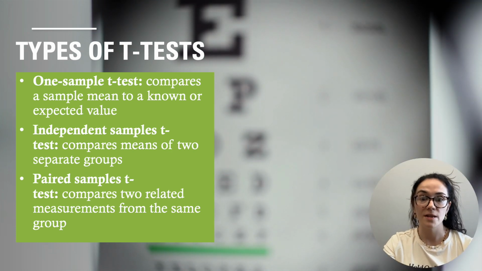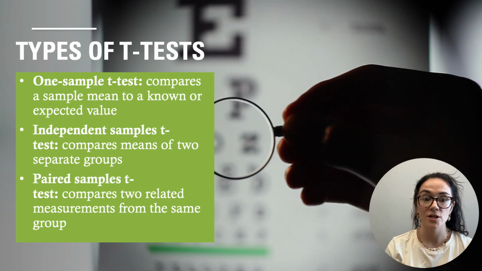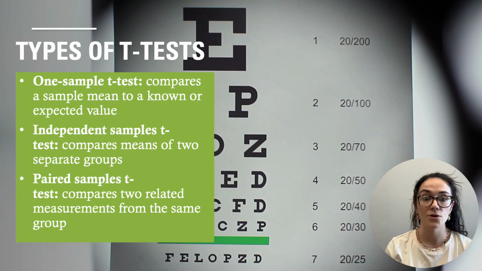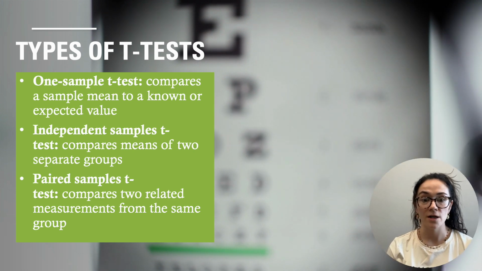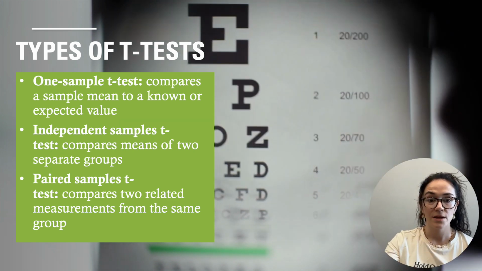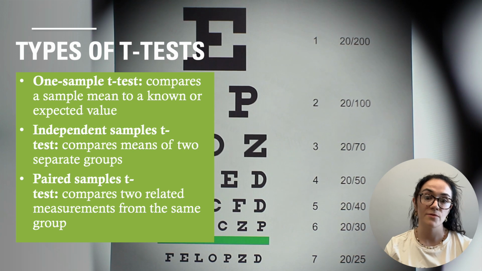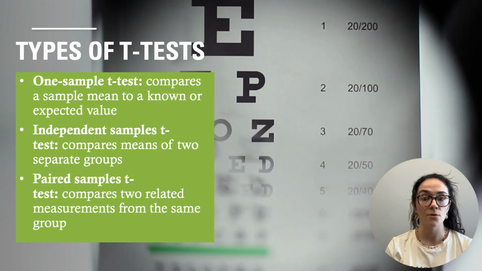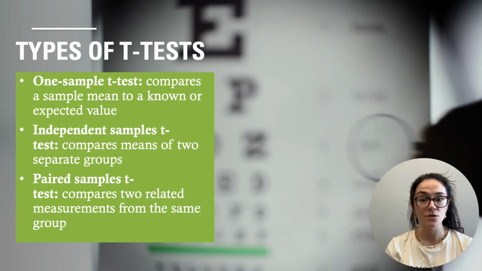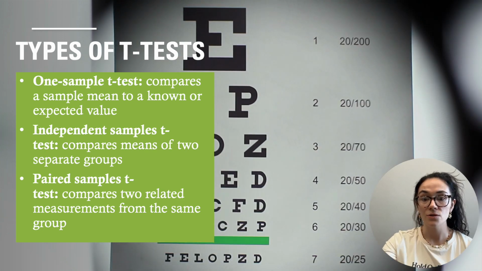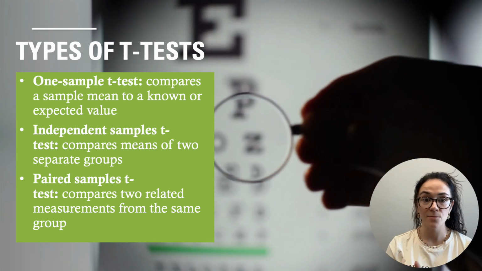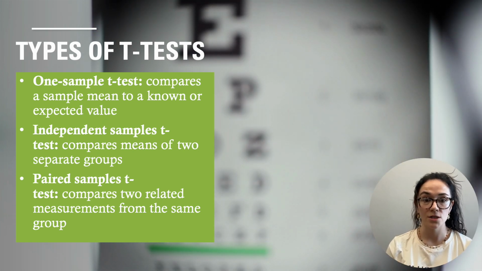Another example would be measuring employee satisfaction before and after introducing a new workplace policy. You're not comparing two random groups of people. You're following the same people across two points in time. So you can see, choosing the right type of t-test depends not only on what you're measuring, but how your data is structured, whether it's one group compared to a standard, two separate groups compared to each other, or two measurements from the same group across time or conditions.